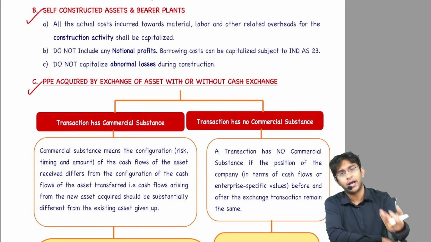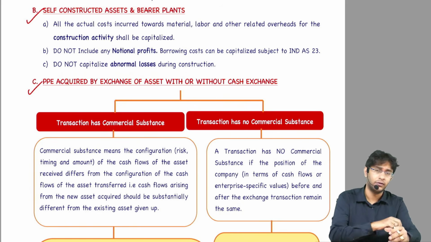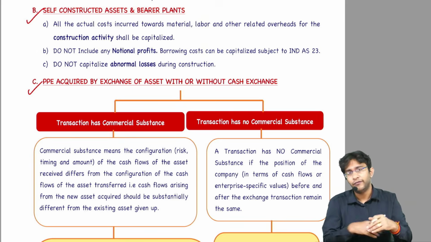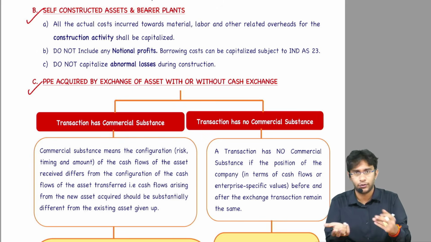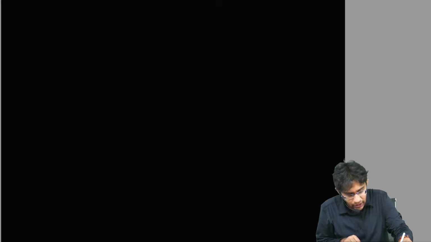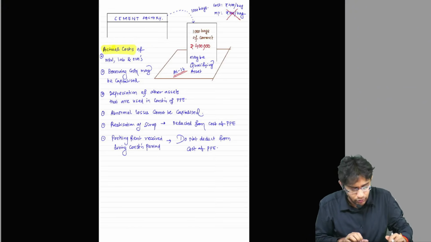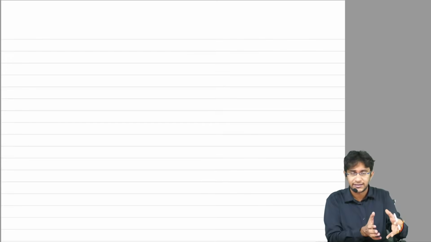I might have paid some cash also, I might not have paid. That cash is actually referred to as boot. Without boot, with boot. But with cash, without cash, like that. Anyway, now let's see how to identify or how to account a PP which is acquired in an exchange of an asset. So let's try one small example.